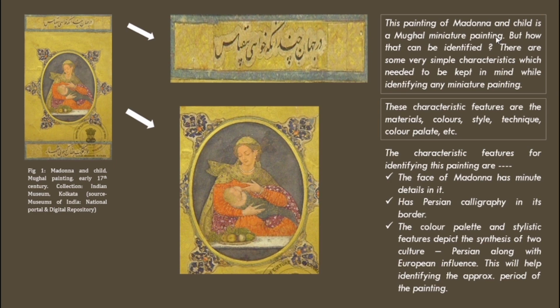And even if you look at the color, gold is used. Though we have seen the use of gold in some Mughal miniature paintings, here the gold is somewhat describing the synthesis of the Persian culture along with the European influence in it. Now, moving on to the next picture.